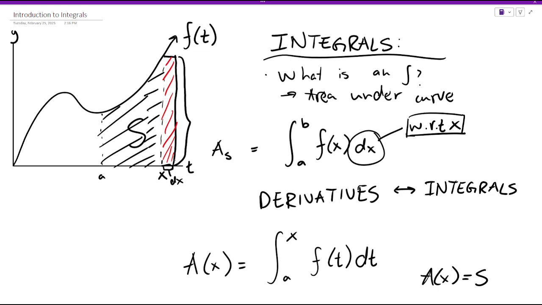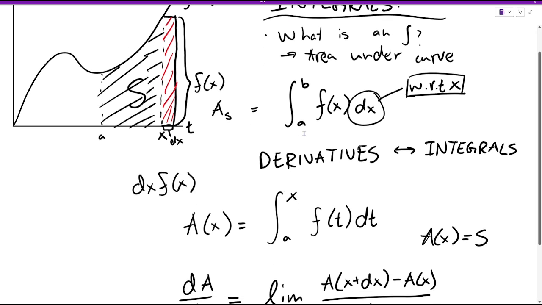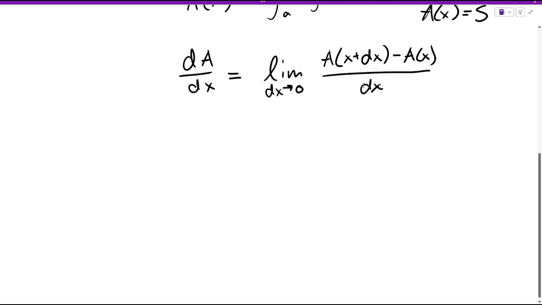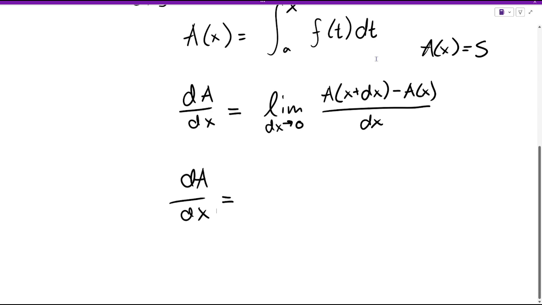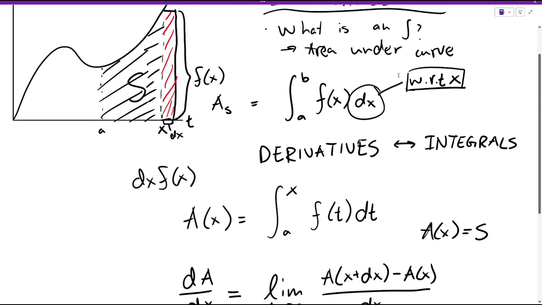The height, as you'll see, is just f of x. And the width is dx. So the area of the rectangle ends up being dx f of x, right? So let's rewrite this. dA/dx is equal to A of x plus dx, which is simply the area from a to x plus dx, right? So this is S plus this rectangle.